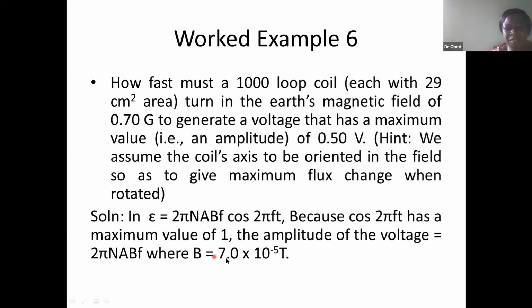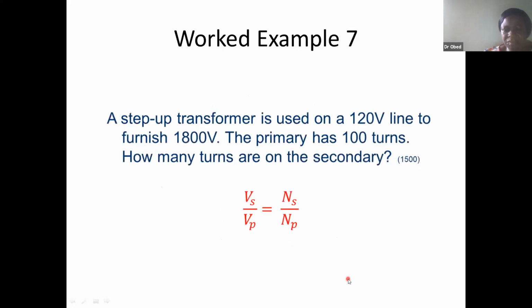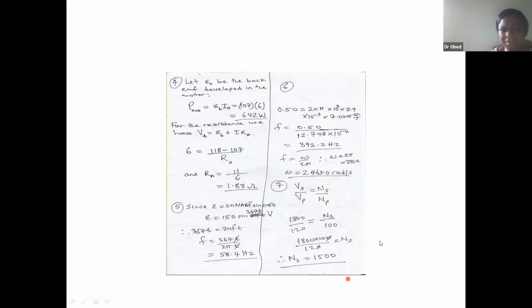So if B is equal to 7.0 times 10 raised to the power minus 5 Tesla, you make F the subject of the formula here. You first find the frequency, then you find the angular velocity, because it's saying how fast it must move. So let's take a look at the solution together.